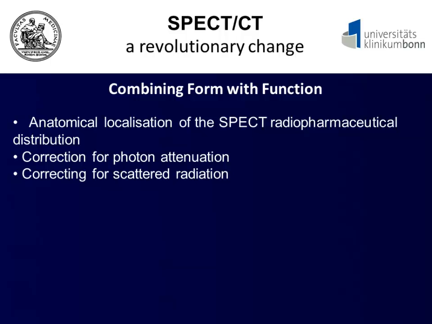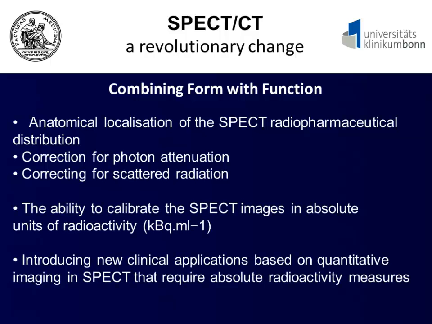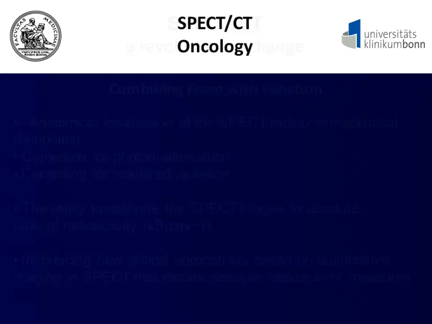You can localize precisely any hotspot which you see in your planar scan and SPECT with the help of SPECT CT. You can perform attenuation correction and scatter correction with the CT part of your SPECT CT, and there's also an ability to calibrate the SPECT images in absolute units of radioactivity, something like SUV in PET scan.